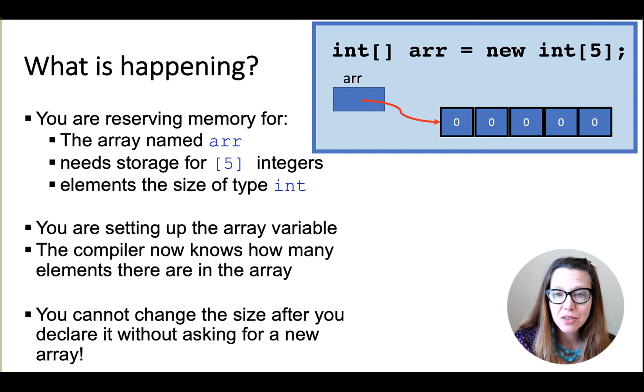As we instantiate the new variable, we are reserving space in memory to hold 5 integer elements. Note that the size of the array cannot be changed after you instantiate it.